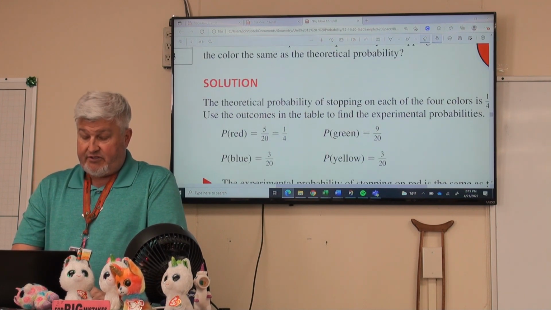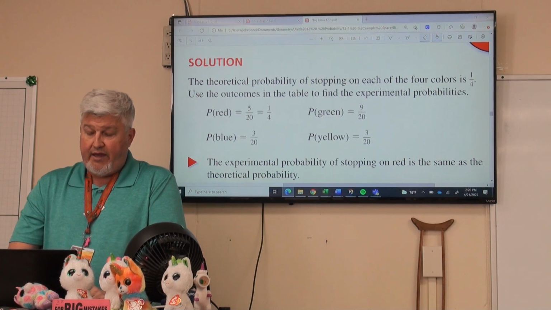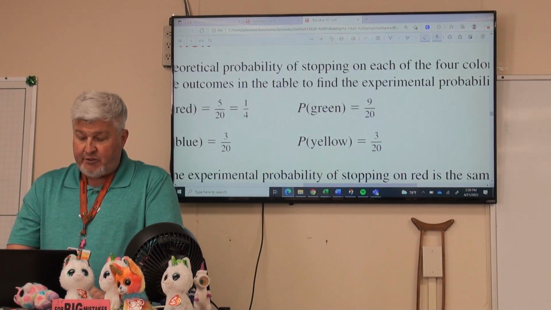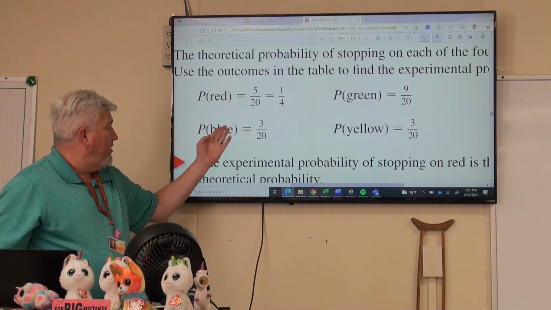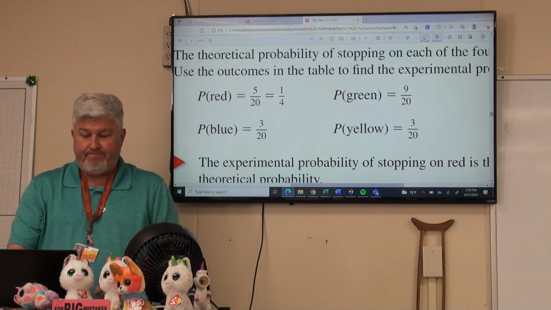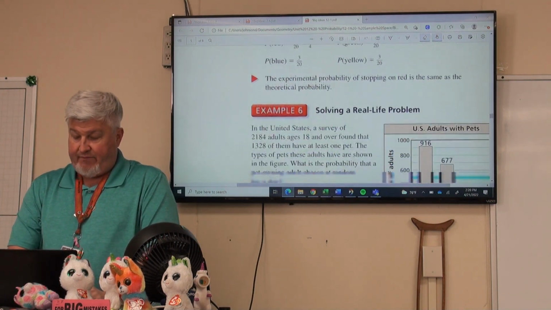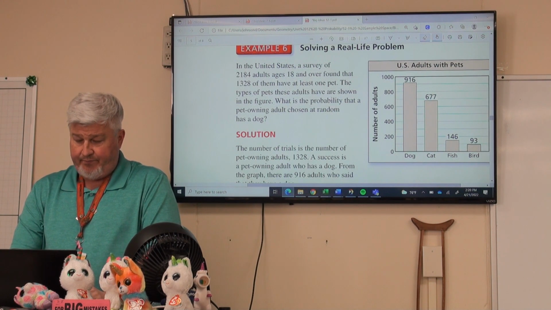So we already discussed the solution. What they showed you here is the theoretical probability of each one is 1/4. Here's what the actual experimental probabilities came out to be. Red was 5 out of 20 or 1/4. Blue was 3 out of 20. Green was 9 out of 20, and yellow was 3 out of 20. Okay? And there you have it, solving a real-life problem. I believe this is the last thing in this section.